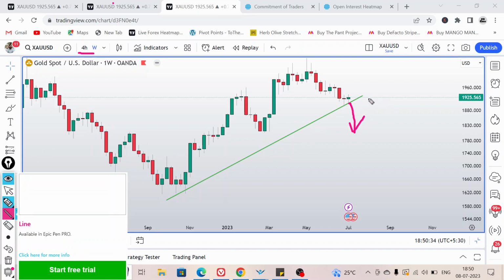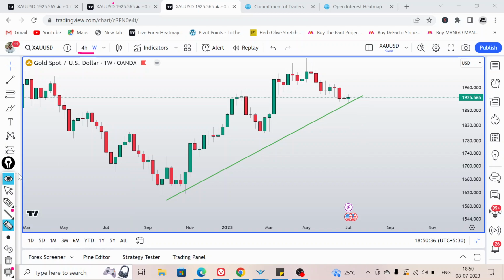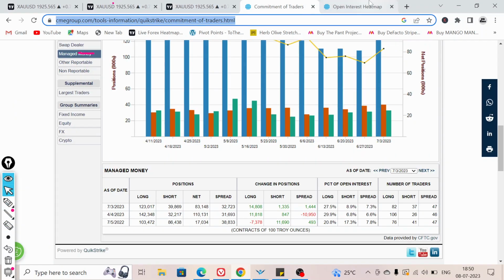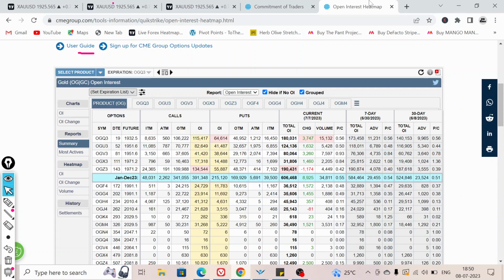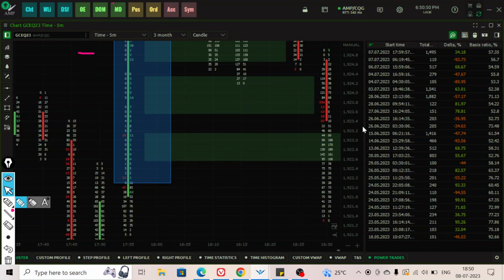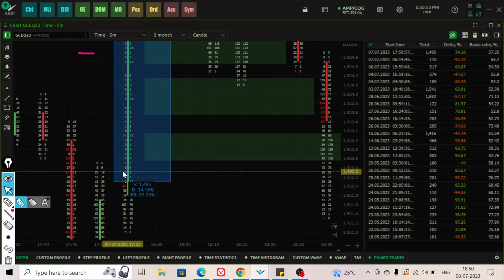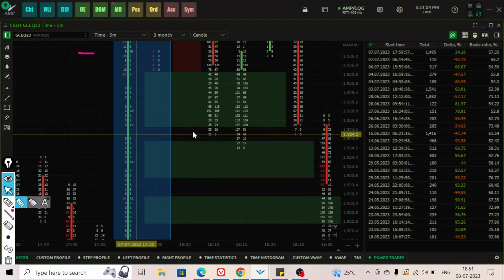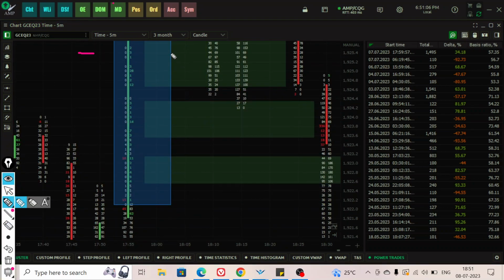Okay, so these are the levels and the structure that we can follow, and the important levels, let me show you. Also let me show you the chart on footprint. As you can see, this is the 5-minute candle, and if you check the time, it is 17:55. So these were the high imbalance areas, you can clearly see. These were the bullish imbalances generated during the Friday trading session.